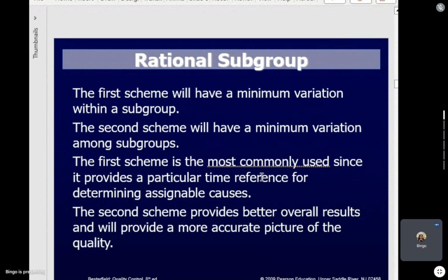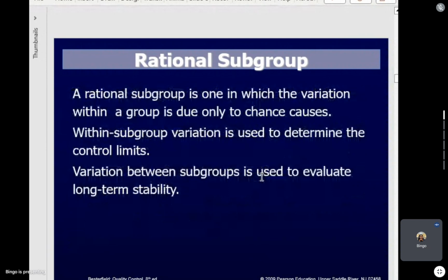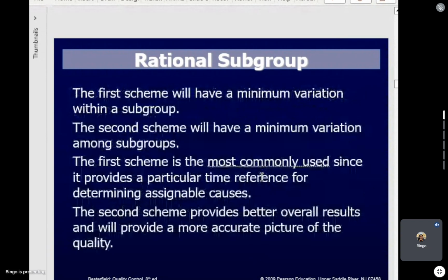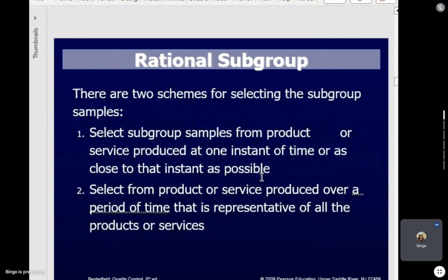Consistent na or constant na every start ng shift, every morning. Yan. The second scheme provides better overall results and will provide a more accurate picture of the quality. Why? Kasi you're going to select, di ba? Ano sabi natin? Select from a product or service produced over a period of time that is representative of all the product or services.